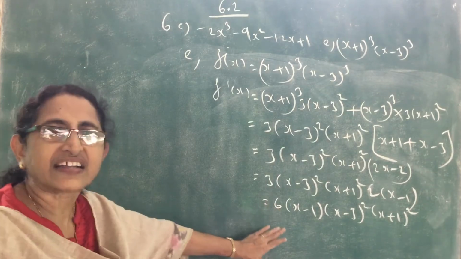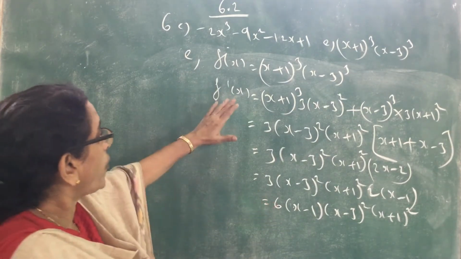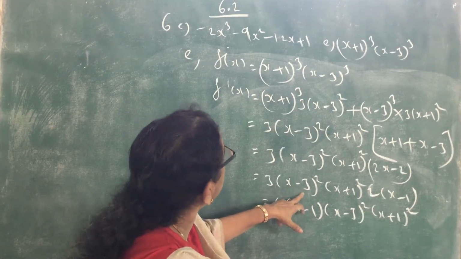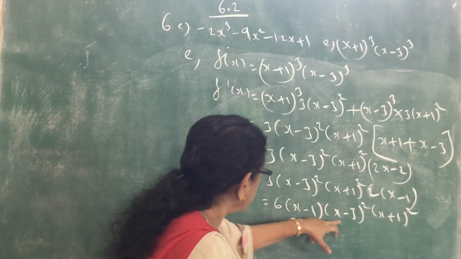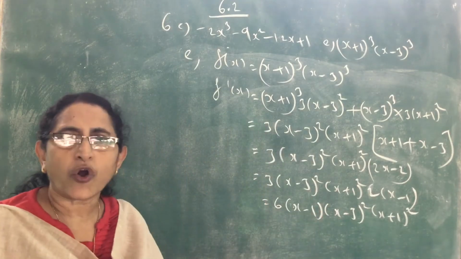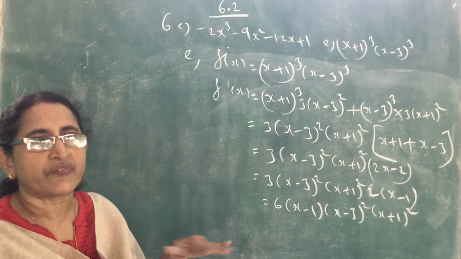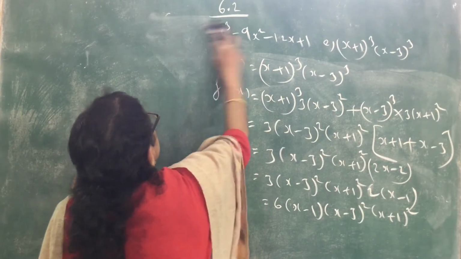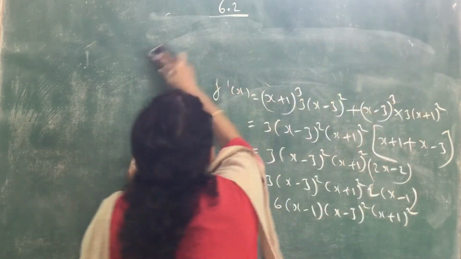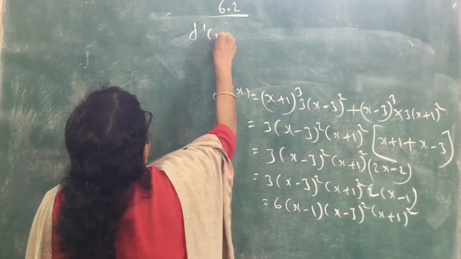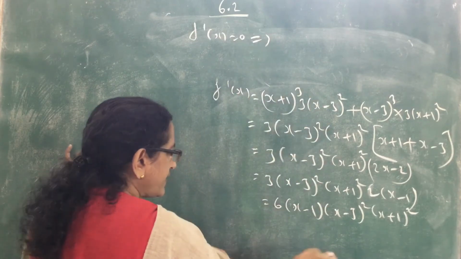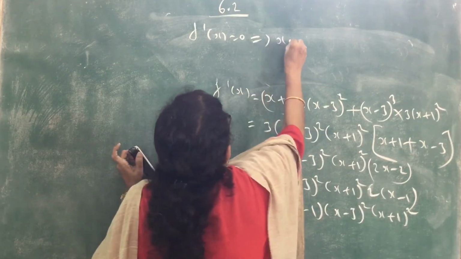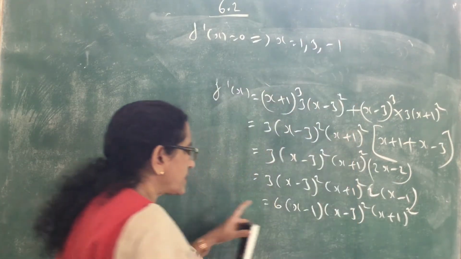So we got the factorized form of the derivative. So we got f'(x) in the factorized form, that is 6 into (x - 3)² into (x + 1)² into (x - 1). Now directly we can write the values of x when f'(x) is equal to 0. f'(x) = 0 implies, see which are the values of x? x equals 1, 3, negative 1. These are the values of x.